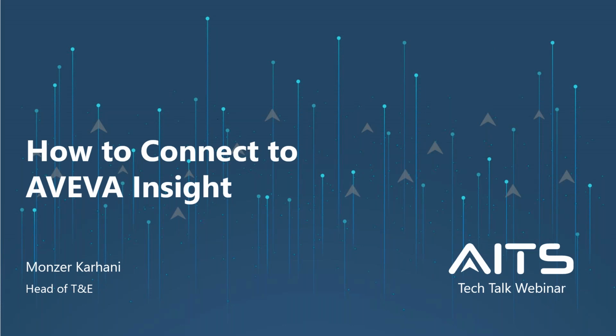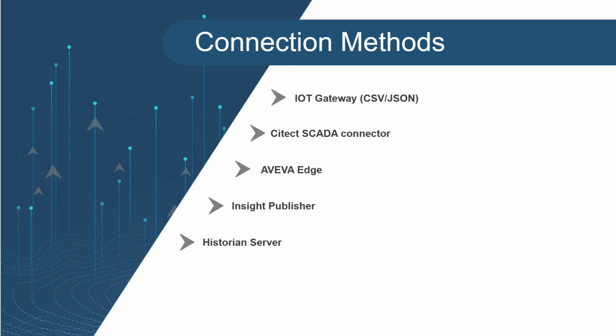As Nader explained, today I will host this webinar about the communication to AVEVA Insight. To continue with this series on AVEVA Insight, today will be about the different types of connections. We'll start with how to connect from an IoT gateway using JSON or CSV. Then we'll connect with Scitec. We'll do the demonstration for AVEVA Edge using Insight Publisher, as well as for OI Server and InTouch HMI. And in case we have a Historian server or System Platform, we will show you how to communicate, or to publish, from a Historian server, and we'll talk a little bit more about Historian server with hybrid architecture.